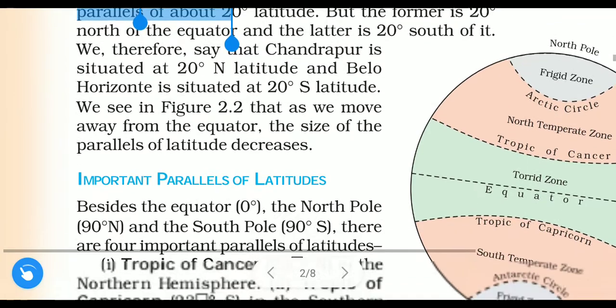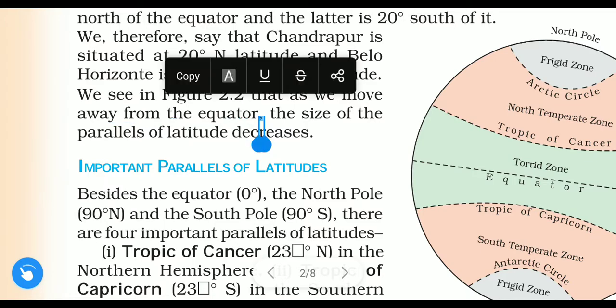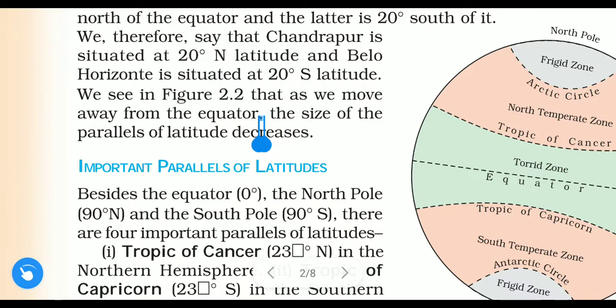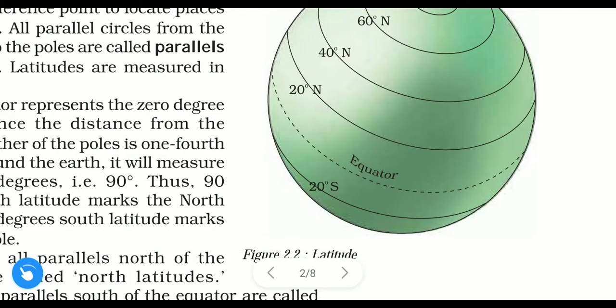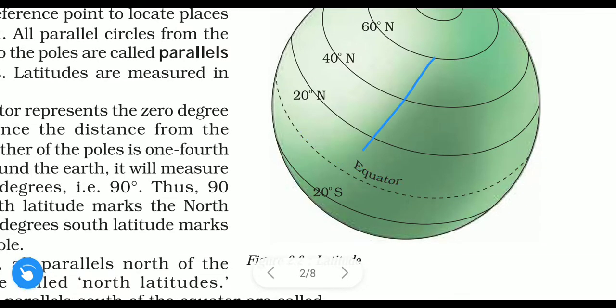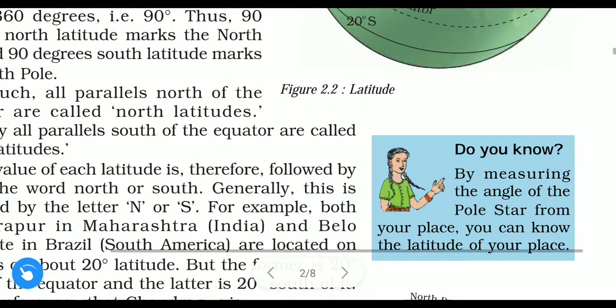Okay, so one more important point we will discuss. From figure 2.2 we see that as we move away from the equator, the size of the parallels of latitude decreases. See, this is your equator, and as we move away from it, this one is bigger, this is a little smaller, this is a little smaller still. Just remember this point.